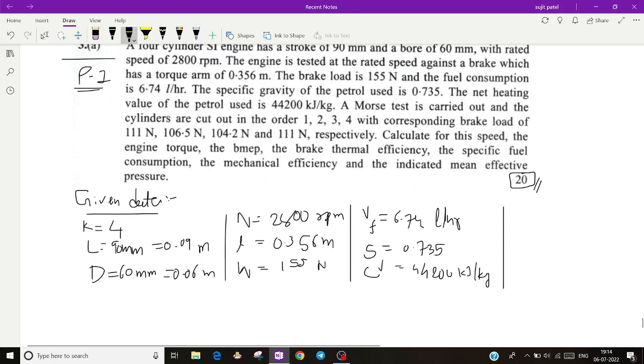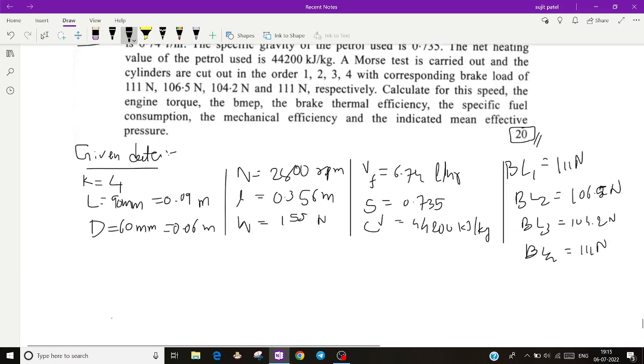Now the Morse test data, that is when cylinder 1 is cut off, 2 is cut off, 3 is cut off, 4 is cut off. As we know, when one of the cylinders is cut off, the brake power will also reduce. So the corresponding brake load I am denoting with BL1 when cylinder 1 is cut off, that is 111 Newton. BL2 is 106.5 Newton. Brake load when the third cylinder is cut off is 104.2 Newton. And brake load 4 is 111 Newton.